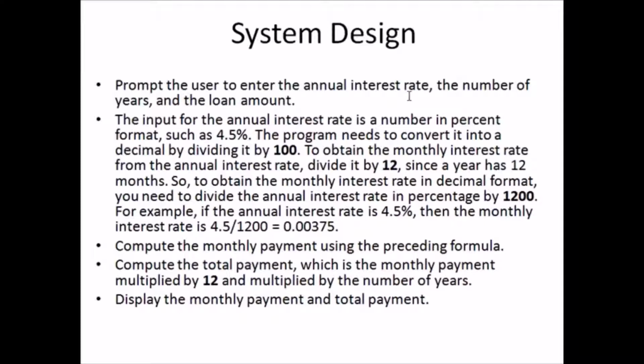Whoa, now we've got a bit more detail. The first thing our software is going to do is prompt the user to enter the annual interest rate, the number of years, and the loan amount. But there's more detail. The input for the annual interest rate is a number in percent format, such as 4.5%. The program needs to convert it into a decimal by dividing it by 100, and then obtain the monthly interest rate by dividing it again by 12. So we can shorten that by simply dividing by 1200 once. And it's got an example there for us to follow.